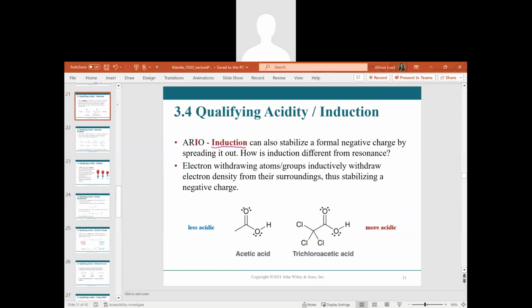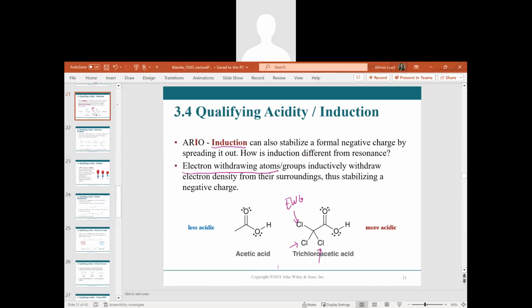But let's look at how induction is different than resonance. Now we focus on these electron withdrawing atoms or groups. We're looking for a very electronegative atom compared to a less electronegative atom. These electronegative atoms, so we have chlorine here, are right next to fluorine, right below fluorine. So these are all good electron withdrawing groups. These can stabilize that negative charge through induction by pulling electrons towards them.